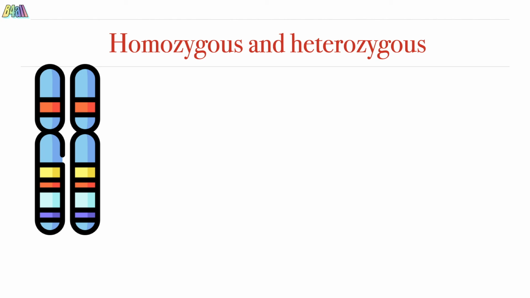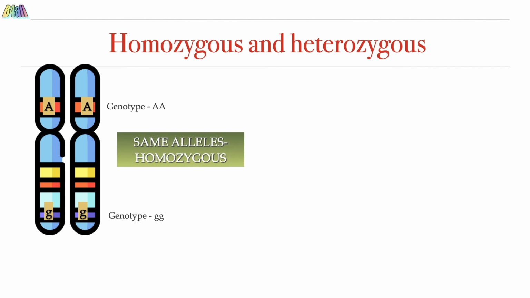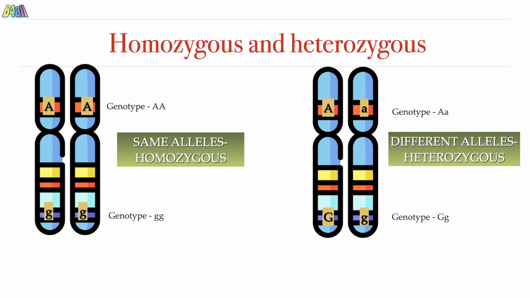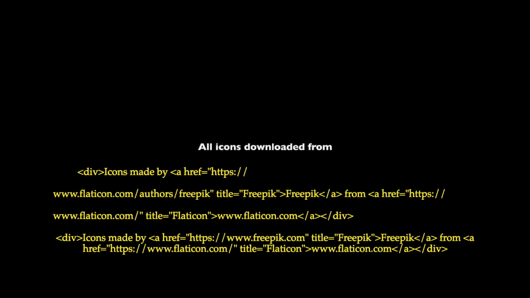Homozygous and heterozygous. When a pair of chromosomes, that is the homologous chromosomes, has the same alleles, for example capital A capital A or small g small g, it is called homozygous. And when there are different alleles, for example capital A small a or capital G small g, it is called heterozygous, that is, different alleles. So these were some of the terms from Chapter 5.